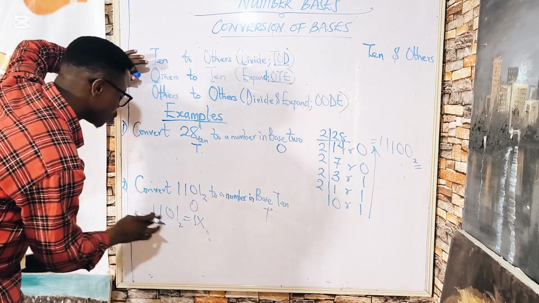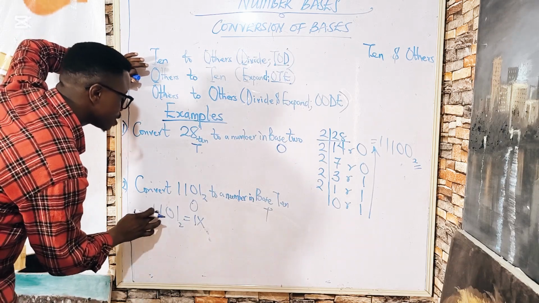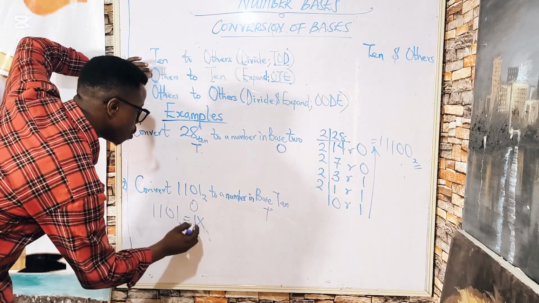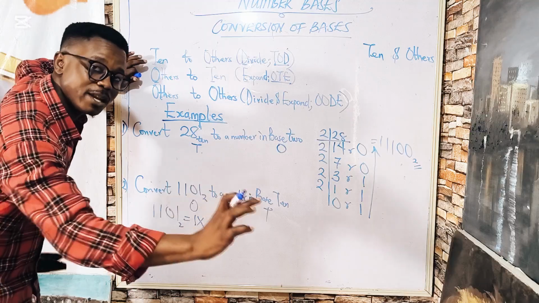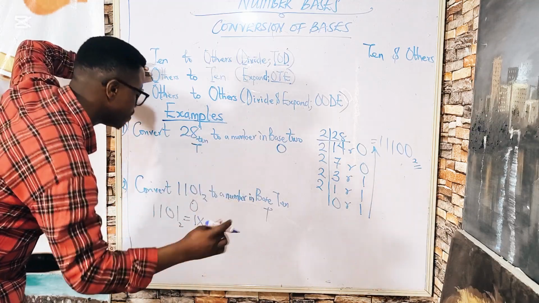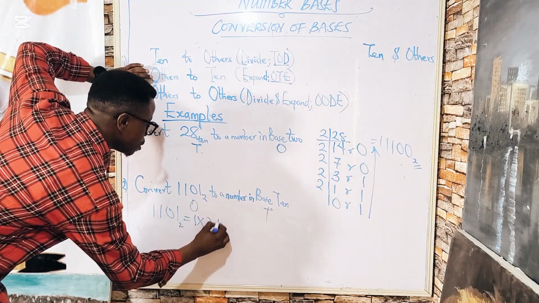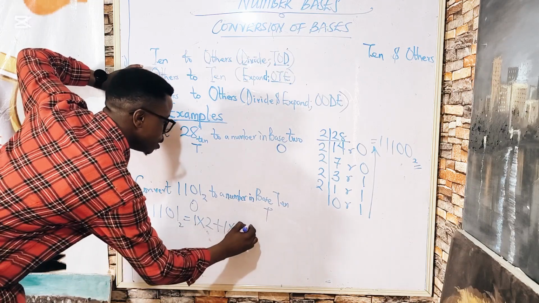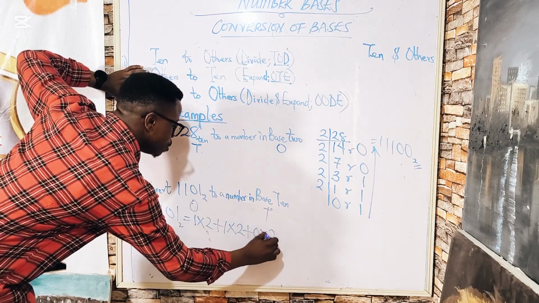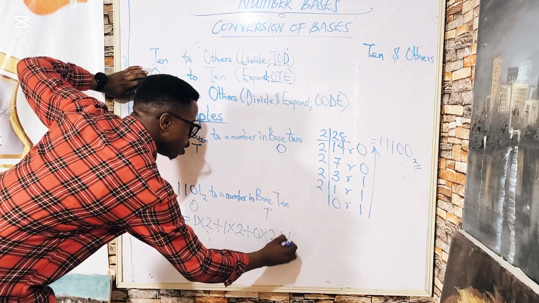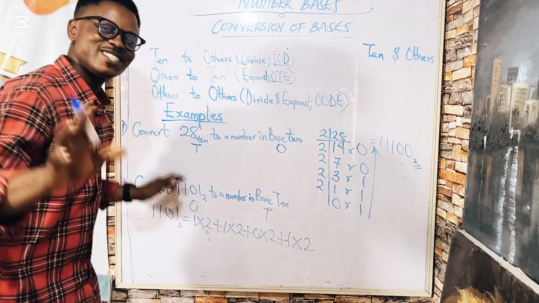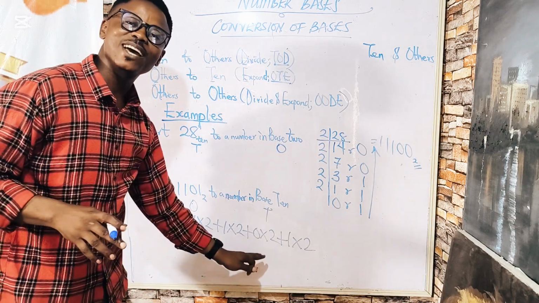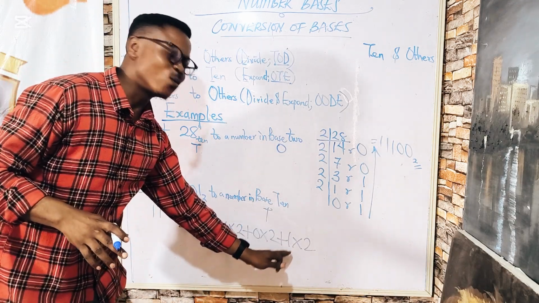You get it? It's easy. We're going to be multiplying each number by the base: 1 times 2 plus 1 times 2 plus 0 times 2 plus 1 times 2. Did you get it?